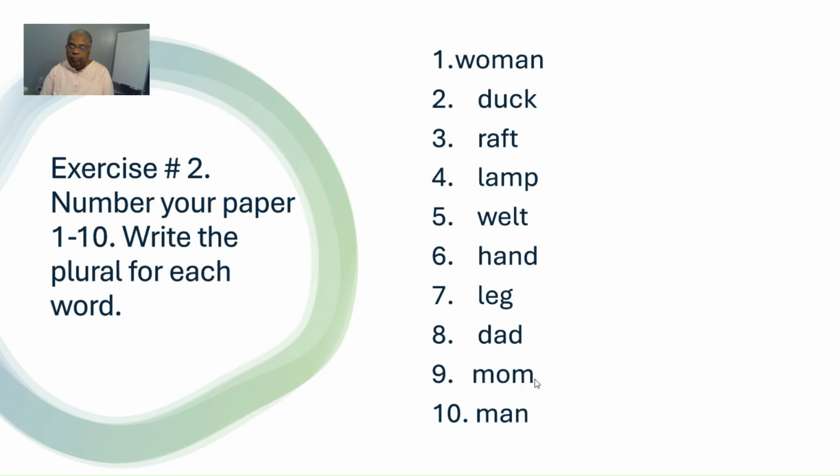Exercise 2. Number your paper 1 through 10. Write the plural of each word on your paper. Please pause the video as needed to work at your own pace.